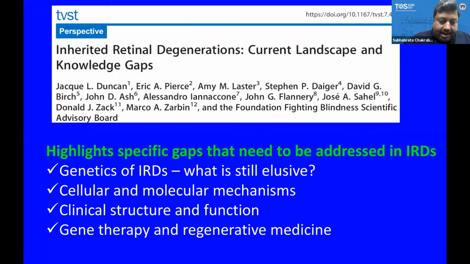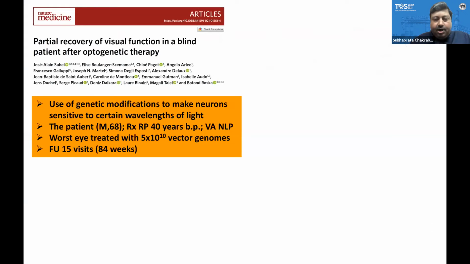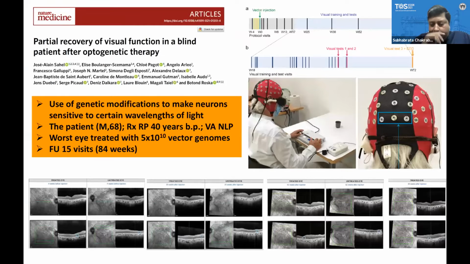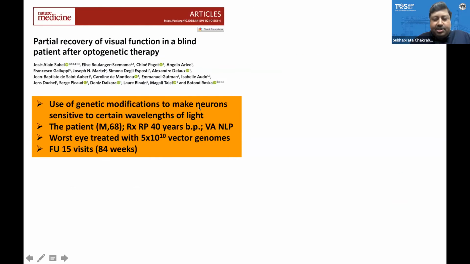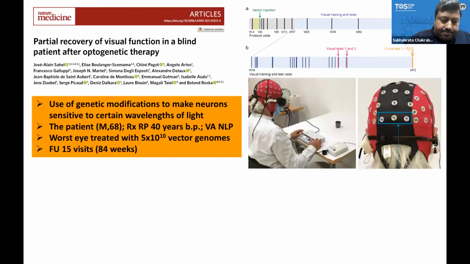And since time is up, I would not go into those details, but I just make one last point that there have been various therapeutic measures, like, for instance, we know about the Luxturna, which was introduced, and then we have the optogenetic therapy, again, where there is evidence of partial recovery.